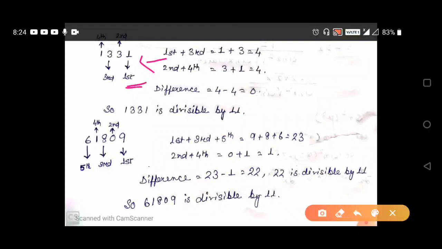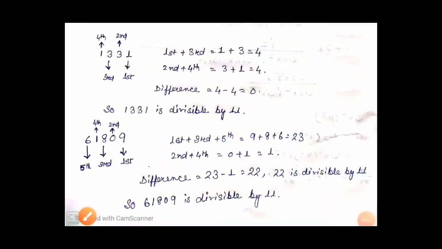1 is the first place, so it is the odd place. Then 3 is the second place, that is even place. Again 3 is in the third place, that is odd place. Again 1 is in the fourth place, that is even place. In this way we will mark the places of the digits of the number from the right side.